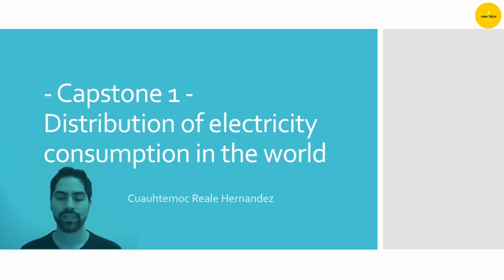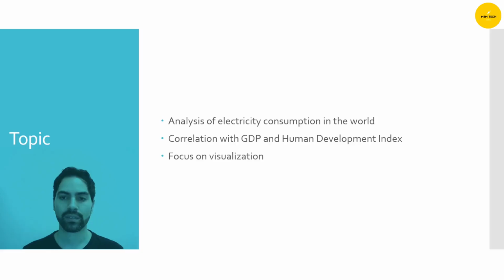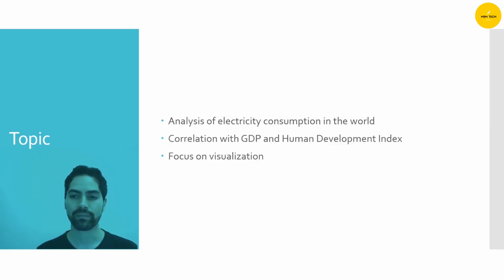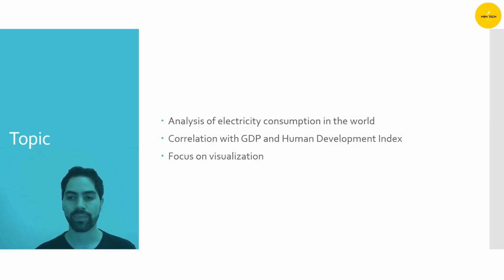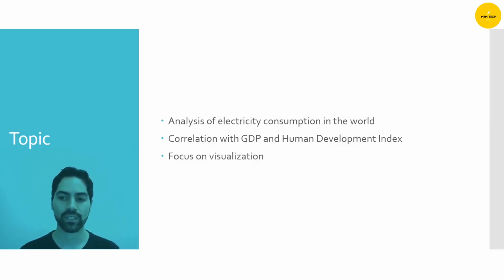In this short video, I'm going to present to you my Capstone 1. The topic of this little project is an analysis of the electricity consumption in the world, comparing among different countries and also correlating that with the GDP and the Human Development Index. This is mostly focused on visualization. There isn't much machine learning or anything like that at this point.